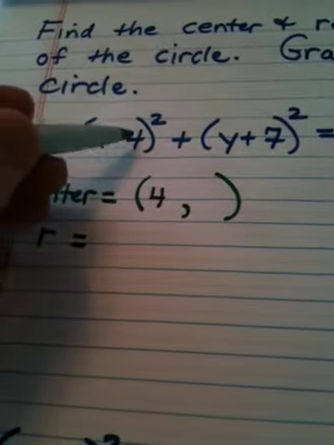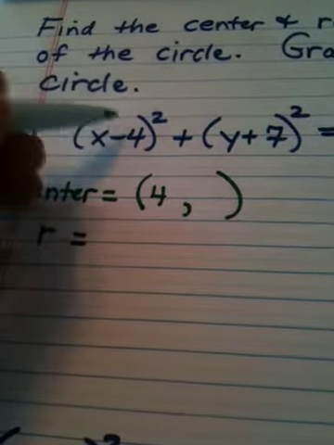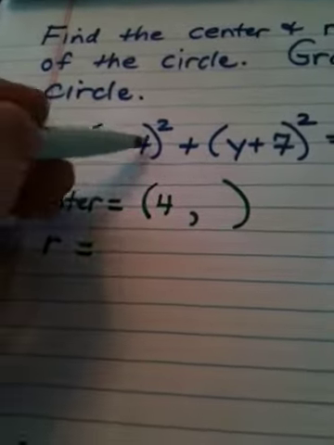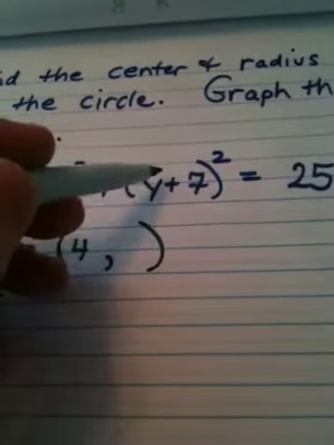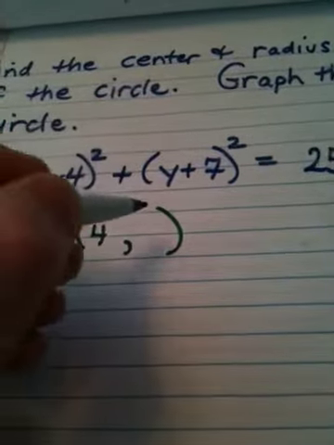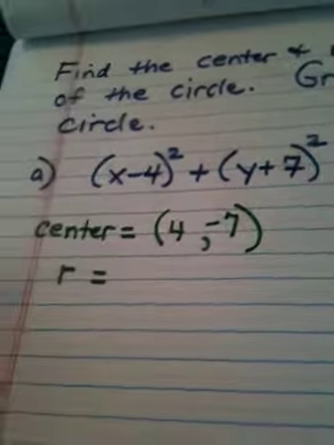If you plugged x minus h into the formula, x minus 4 would have given you that. But a quick way to do it is just say, what would make this 0? What would make this 0 inside here is k, and that would be -7. So we have the center immediately.